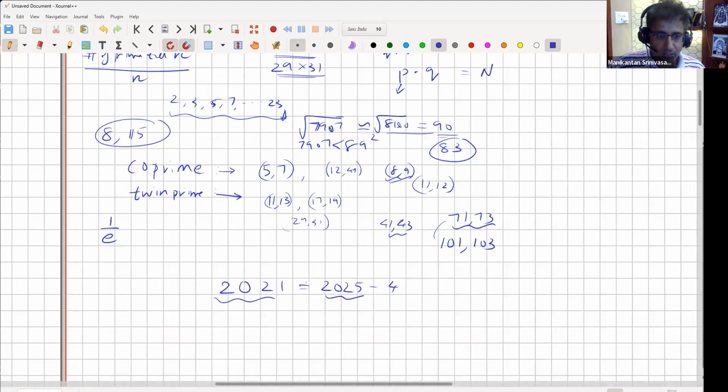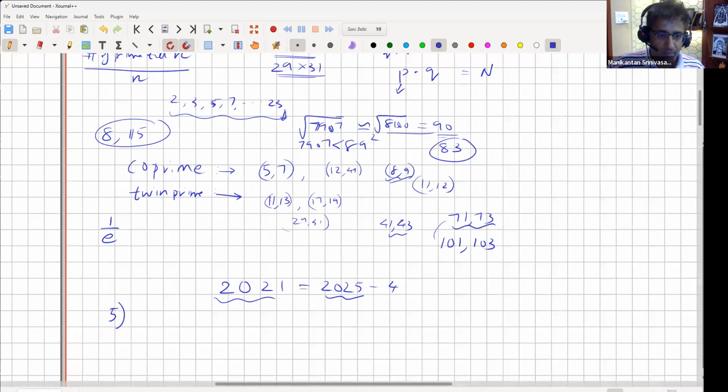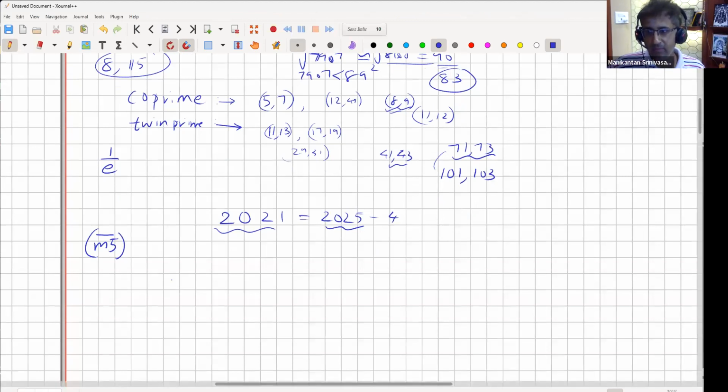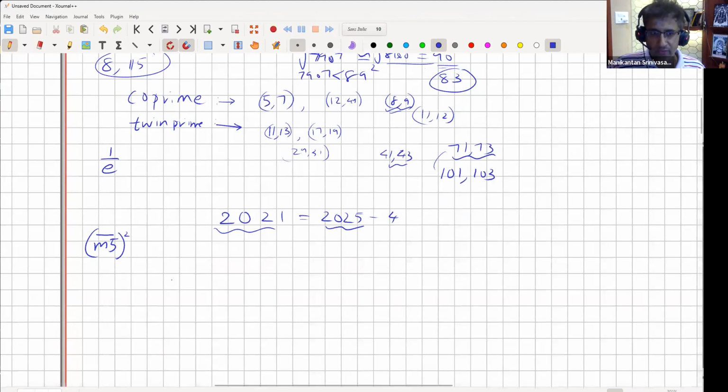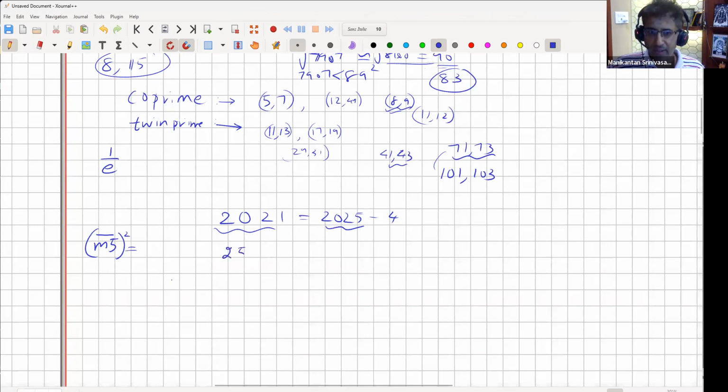How do we know that? Any number ending in 5, you know its square pattern. Let's say I put some number M5, where M is a digit and 5 is a digit. M5 means not the product, but M followed by 5. The square of this will end in 25, and the stuff before this will be M into M plus 1.